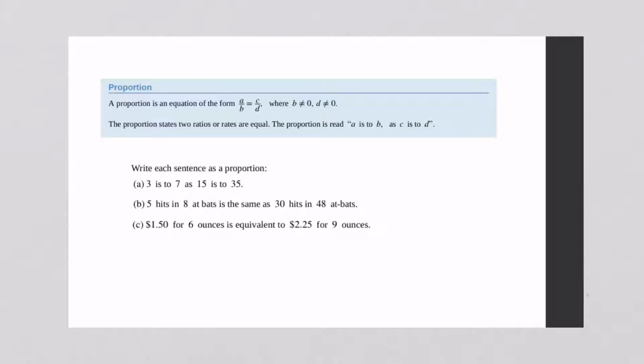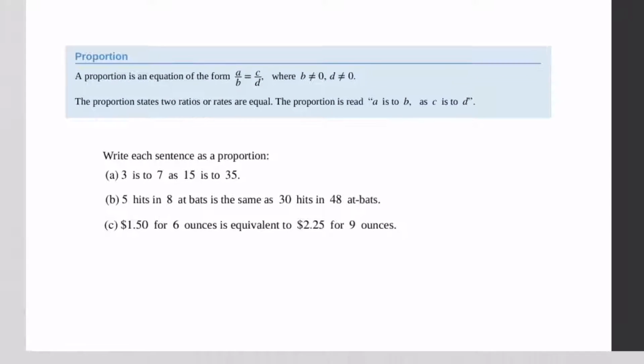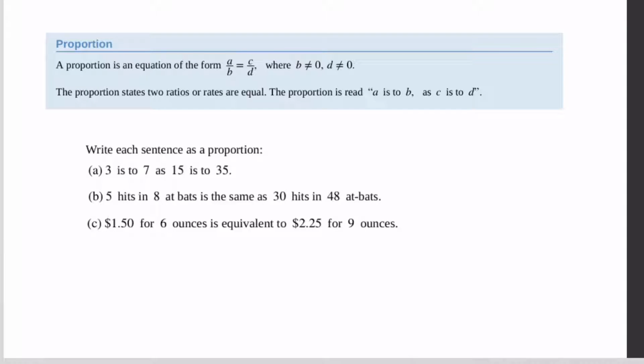So on part A here, where it says 3 is to 7 as 15 is to 35, we want to see if those are equal. They want us to write it as a proportion, so we're going to write it like this: 3 is to 7 as 15 is to 35. And if you'll notice, they are equal to each other. If you multiply 3 by 5, you get 15. If you multiply 7 by 5, you get 35. So those are equal to each other.